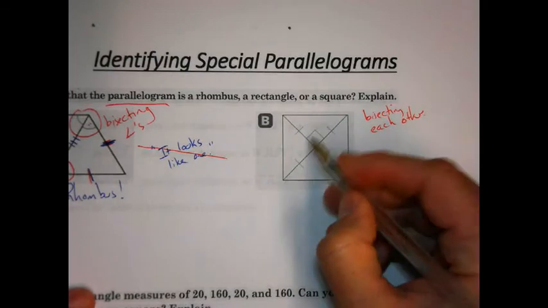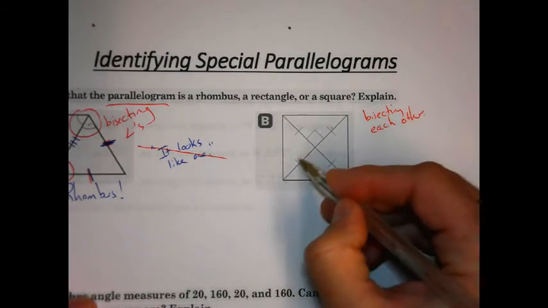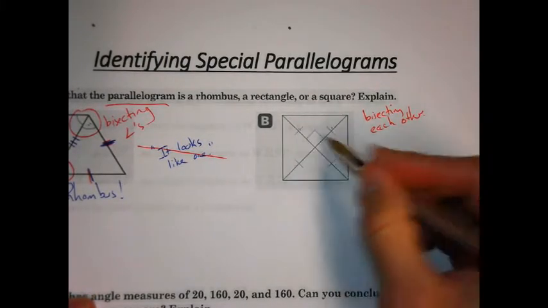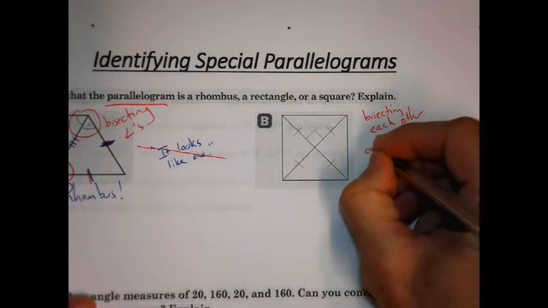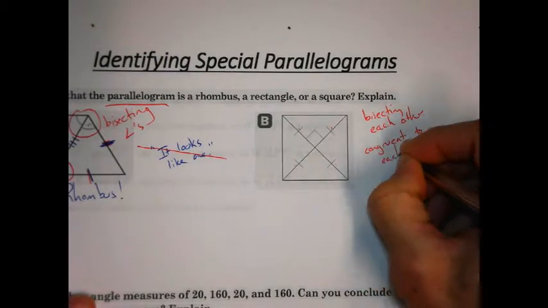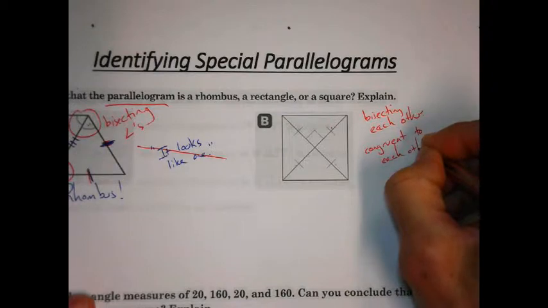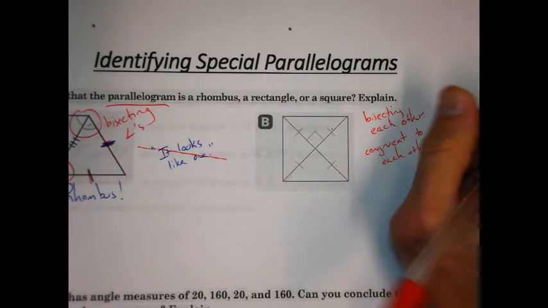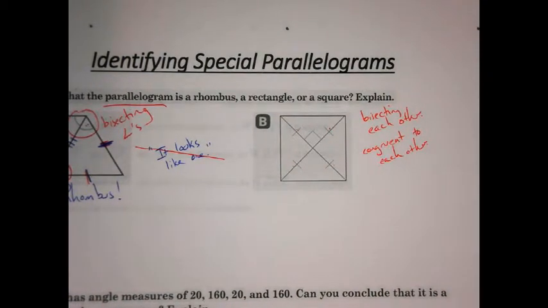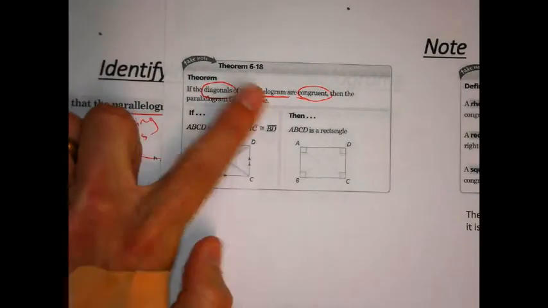What's cool about the diagonals, though, check it out. The diagonals are congruent to each other. Okay, isn't that neat? Diagonals are congruent to each other. Now, what does that mean? What do we know? We know this. If the diagonals are congruent to each other, we have a rectangle. Check it out. If we have a parallelogram and the diagonals are congruent, we have a rectangle.